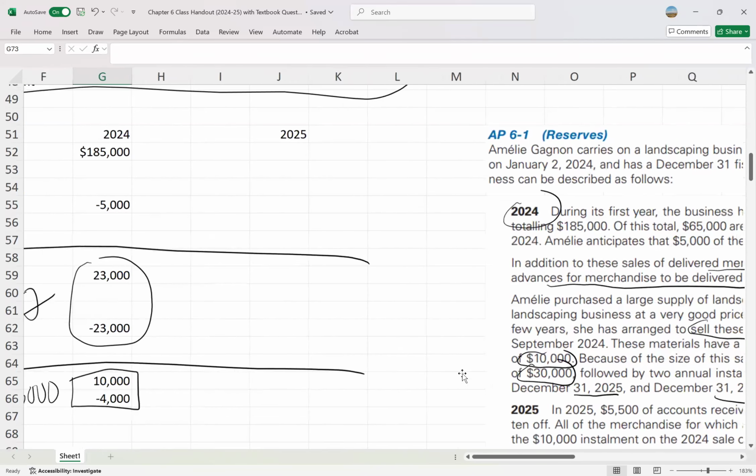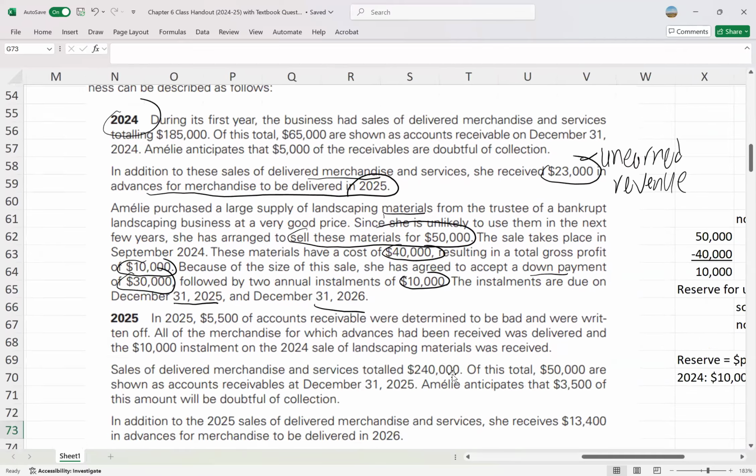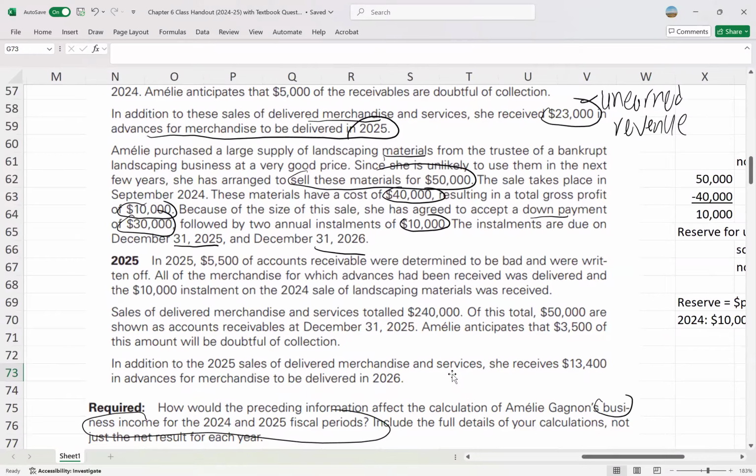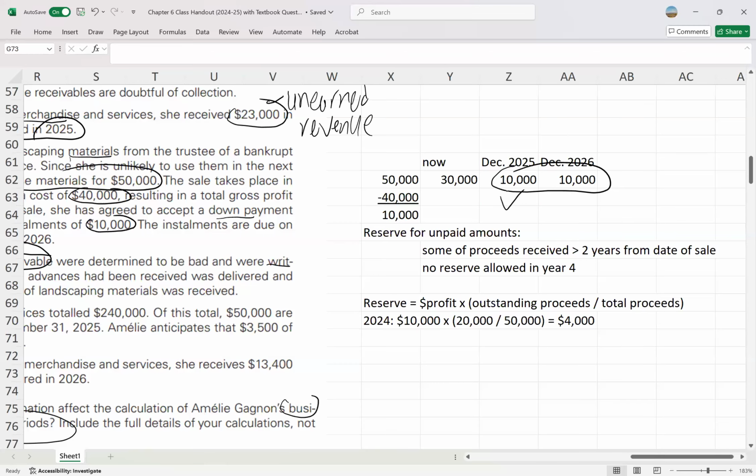So then we move over to our question, and now we look at 2025. In 2025, 5,500 of the accounts receivable were determined to be bad and were written off. All the merchandise for which advances have been received from last year was delivered this year. And the 10,000 installment for the 2024 sale was received. So remember this 10,000? We did get that in 2025.